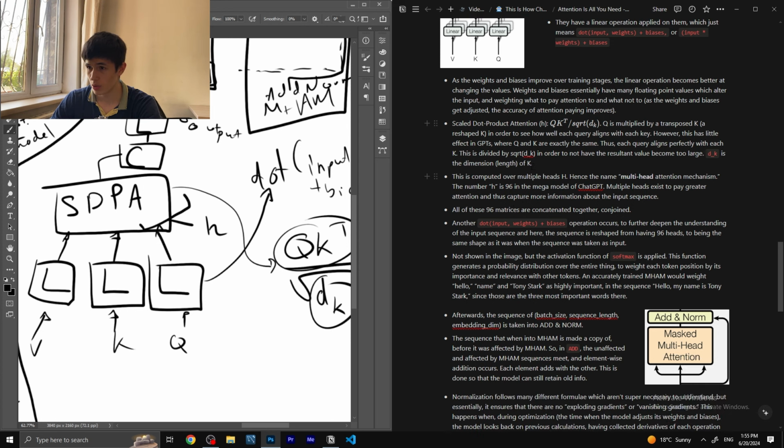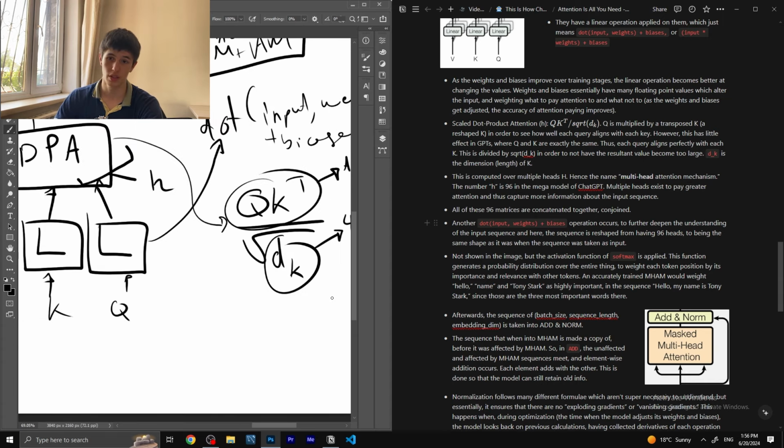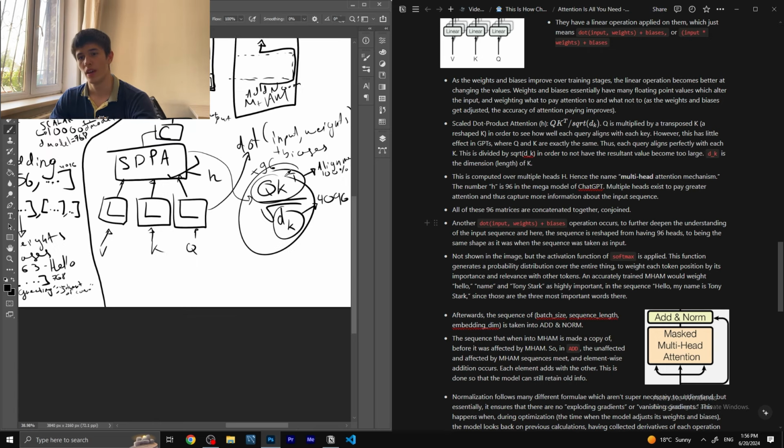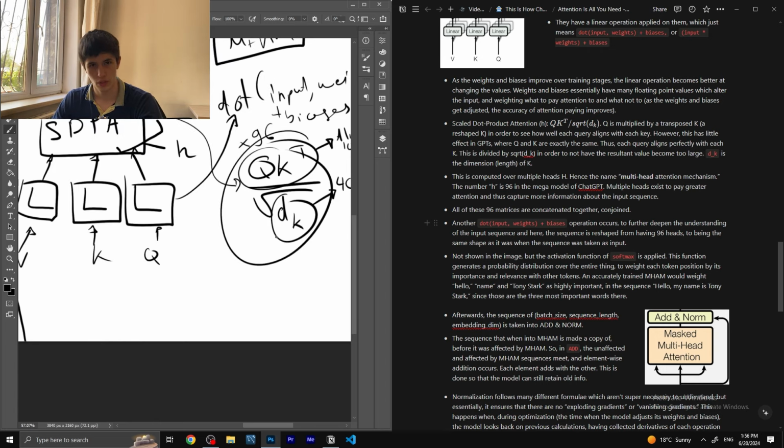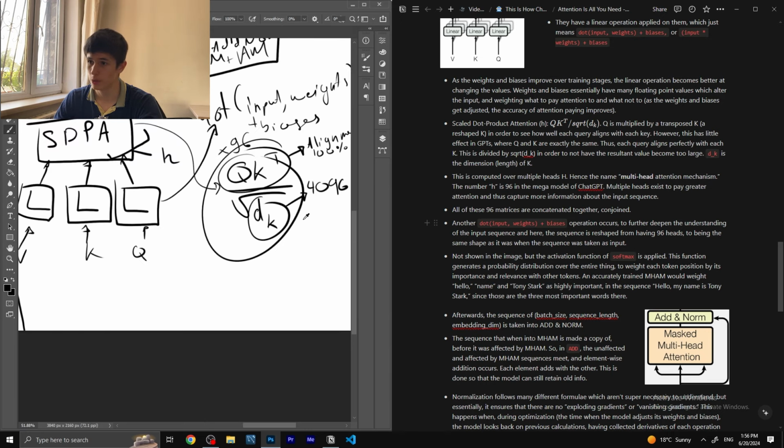Yeah, this is computed over multiple heads H, hence the name multi-head attention mechanism. The number H is 96 in the Mega model of ChatGPT. It's very surprising that they have 96 heads. So essentially, what this does is it does this times 96, which is quite crazy. And the reason why it's crazy is because it takes a lot of computational power.